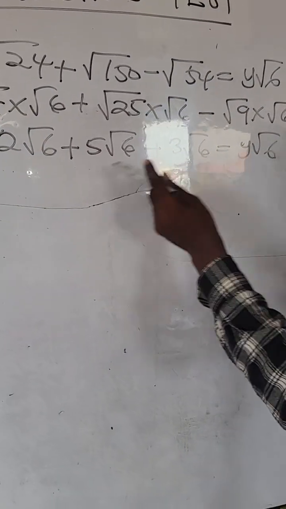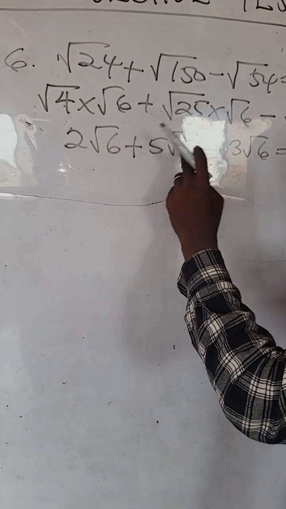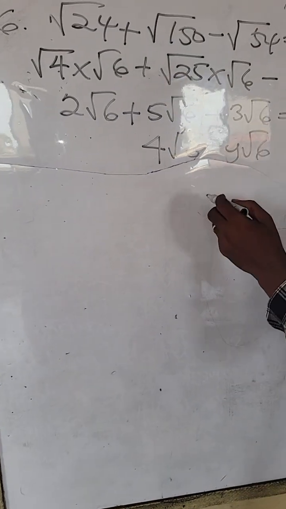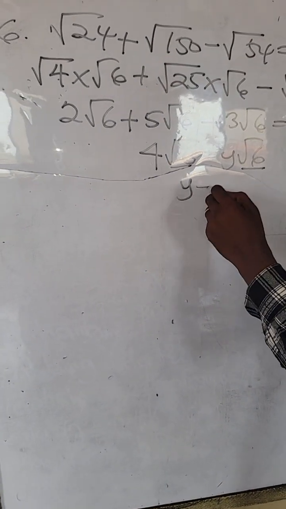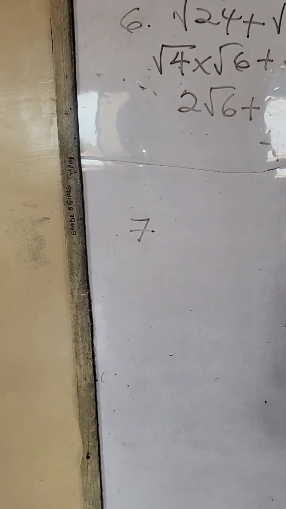y root 6. These are equal surds, so you can add and subtract. 2 plus 5 is 7, minus 3 is 4. So 4 root 6 equals y root 6. If you compare, they both have root 6, so y should be 4. Option A. Question number 7.